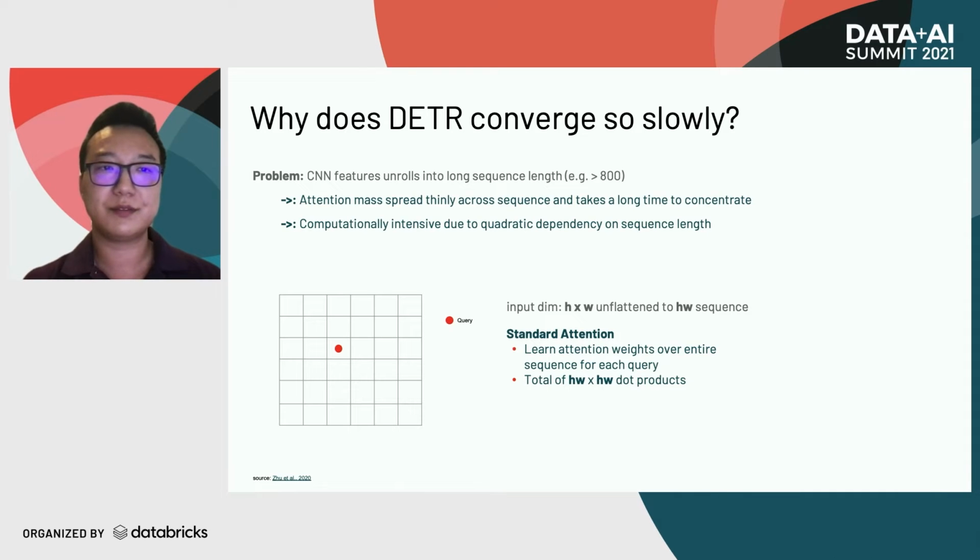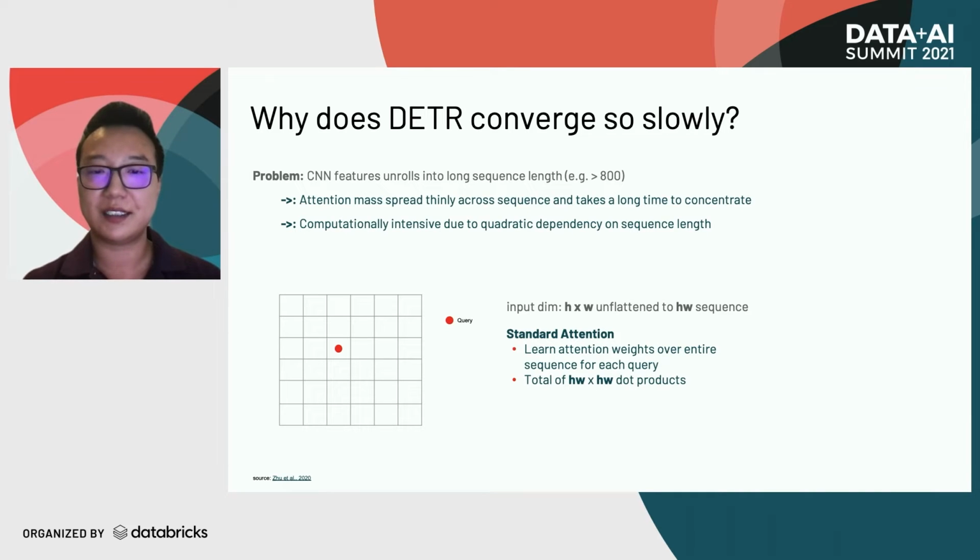If you look at why DETR converges so slowly, the problem is attributable to the fact that we're unrolling CNN features into a very long sequence. Transformers are known to work poorly on long sequences of text, and a similar thing holds here for images. When you have a long sequence, the attention mass is spread thinly across all the items in that sequence, so it takes a long time for us to learn something meaningful to attend to. The long sequence also means it's computationally intensive due to the quadratic dependency. So why is it quadratic?